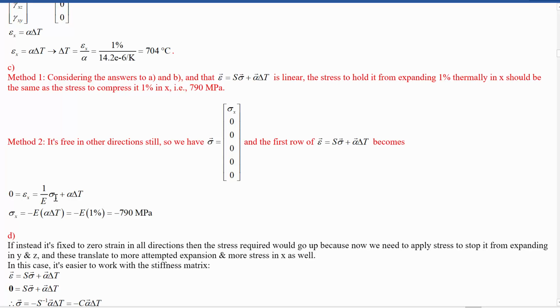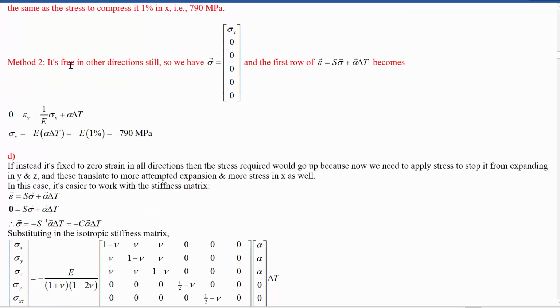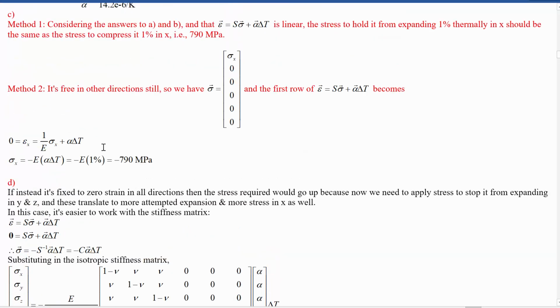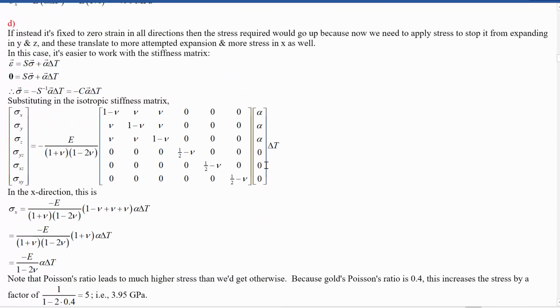So that's 0.4% in y and z. The temperature change that causes it to expand by 1% in x also causes it to expand by 1% in Y and Z. So in Y and Z, in part C, it's expanding by 0.4% plus 1%, so 1.4% total, whereas in part D, we're stopping it from doing that.